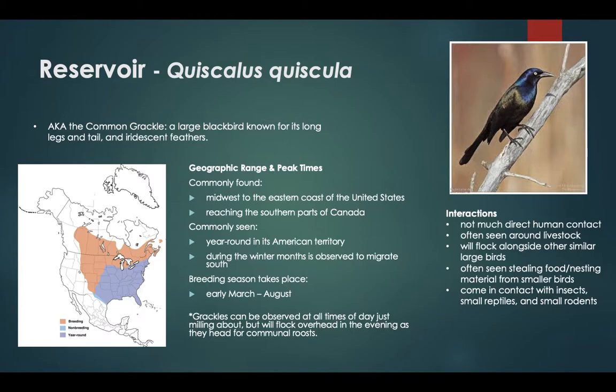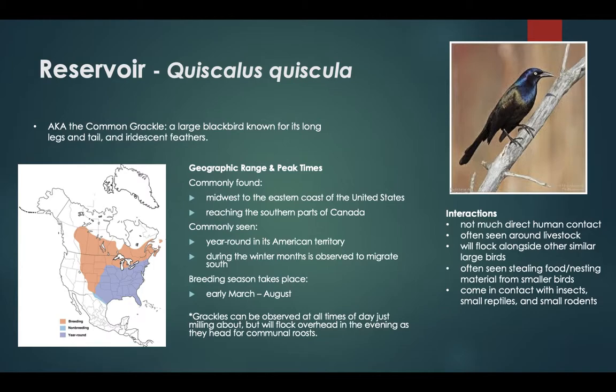Breeding season falls between early March through to August, so it is going to be more common to see a grackle around then. And then when we are talking about their peak time of day specifically, the evening is where you're going to most likely catch a grackle as they're flocking to their communal roosts for the night.